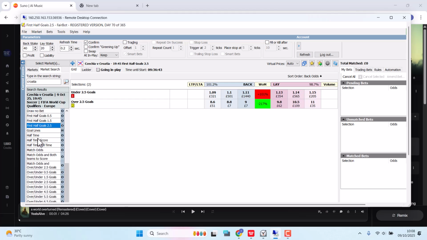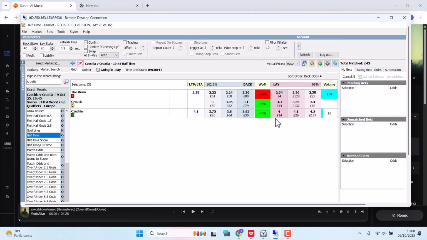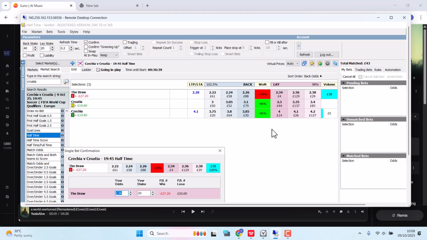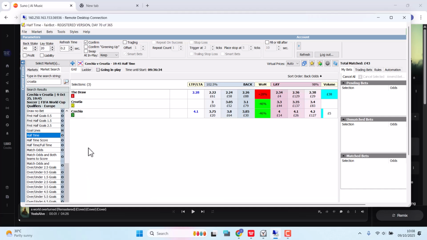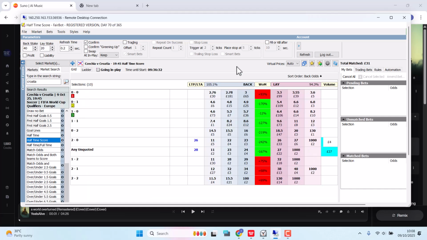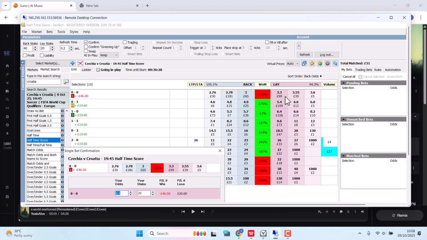The half-time markets are also neutral. Lay the draw covers both teams. All it takes is one team to score before half-time. Half-time score, the usual route for me would be laying the 0-0 in the half-time score market. That again involves both teams. It doesn't matter who scores. That's, I think, the essence of neutral. It doesn't matter who scores.